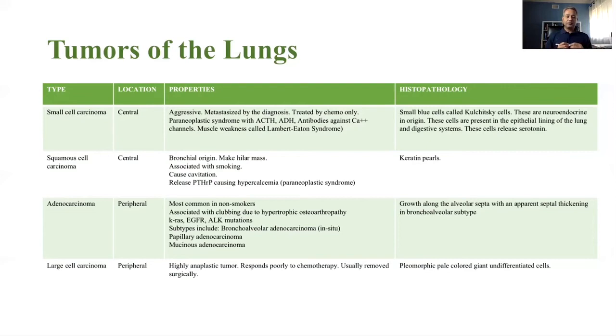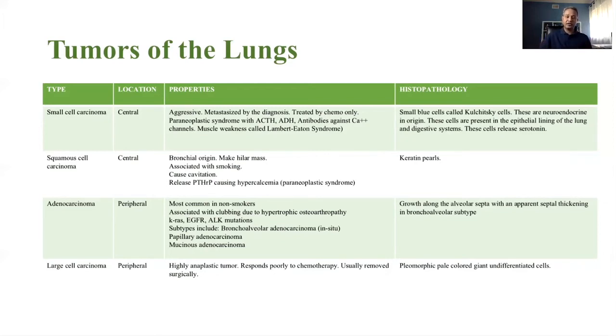We'll look at their histopathology in a second. The important thing to note is that some of these can cause paraneoplastic syndrome by releasing hormones. Look at small cell carcinoma, very important from the test point of view. It is associated with smoking and is very aggressive, which is why we do chemotherapy. By the time you diagnose it, it has metastasized, so treat with chemo. The paraneoplastic syndromes associated with small cell carcinoma, C for small cell, are ACTH, ADH, and antibodies against calcium channels. That causes Lambert-Eaton syndrome, or muscle weakness.